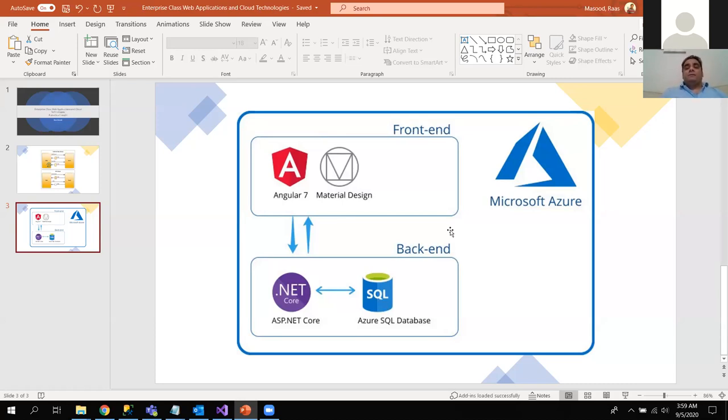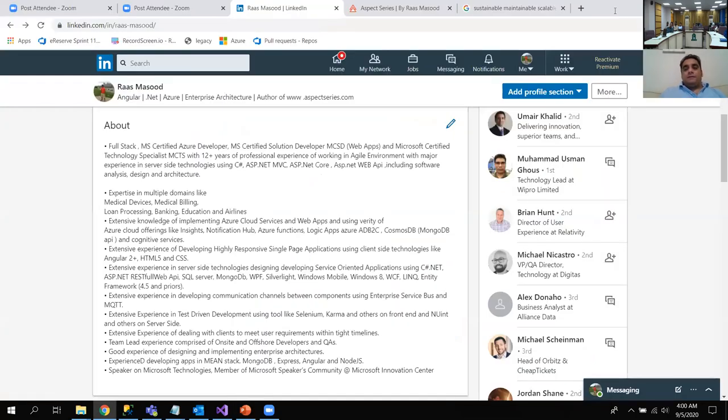This was actually research of different aspects of an enterprise class application. When we have to develop an enterprise class web application, there are many aspects we need to take care of. So what I did over the past few years is that I divided these aspects into four parts, and then I researched these aspects individually.